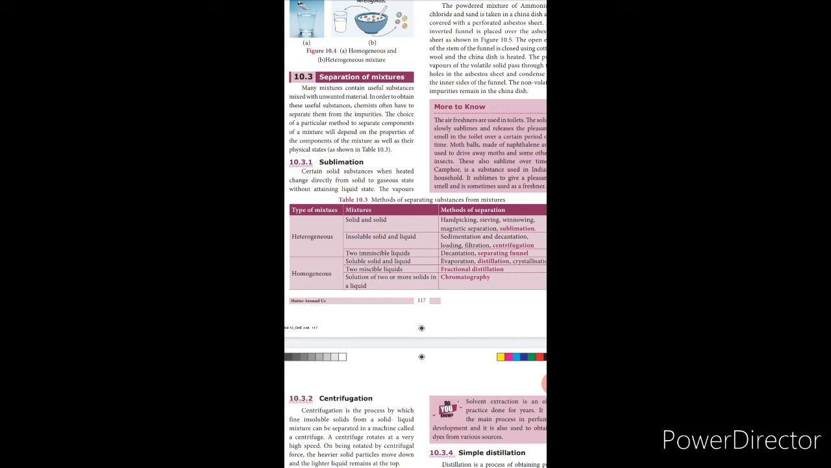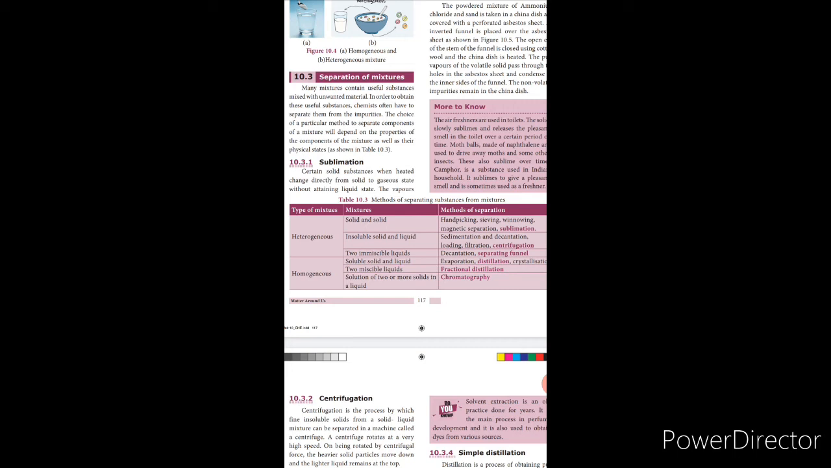The next is the homogeneous mixture. Homogeneous mixture is one where it has a uniform concentration. The first one is the soluble solid and liquid. So that is salt in water. Salt is soluble in water, isn't it? So this can be separated using evaporation or distillation.